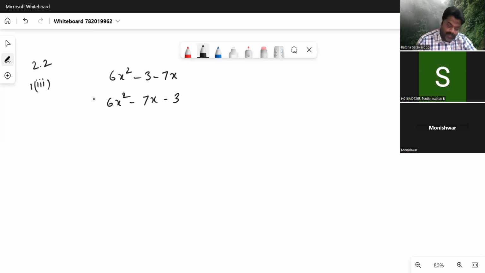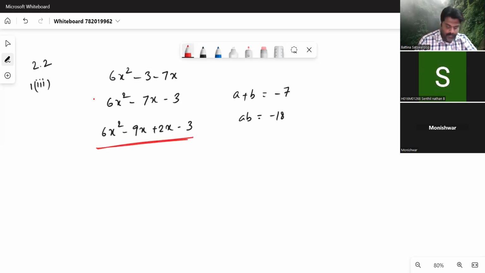Then if you observe here, once again applying the same factorization, a plus b is minus 7, ab is minus 18. So factors of 18, the pair of numbers whose difference is 7 is 9 and 2. But because I am having a negative value there, I will give the bigger number negative. So this will be 6x square minus 9x plus 2x minus 3. Any doubt regarding this? No, sir. Manishwar, you are not saying anything. No doubt, sir.